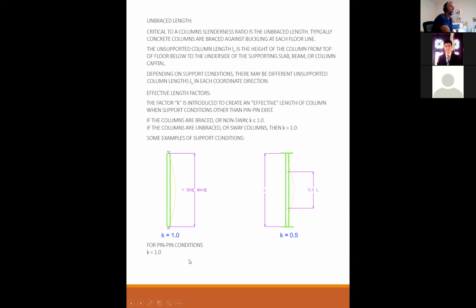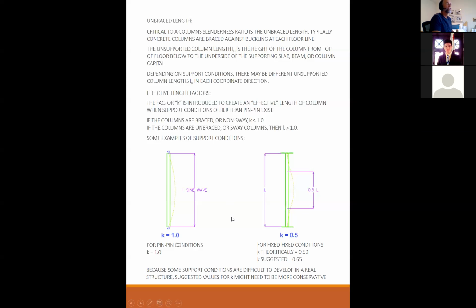for a pin-pin condition. If you have a fixed condition, then there's no slope to the deflected shape at the top or bottom, and so the effective sine wave is actually half of the effective length. So for fixed conditions, k theoretically is 0.5, but the authors of the text suggest that you should use a k of 0.65. You don't want to underestimate this, so you want to be a little on the conservative side. So k suggested is 0.65.